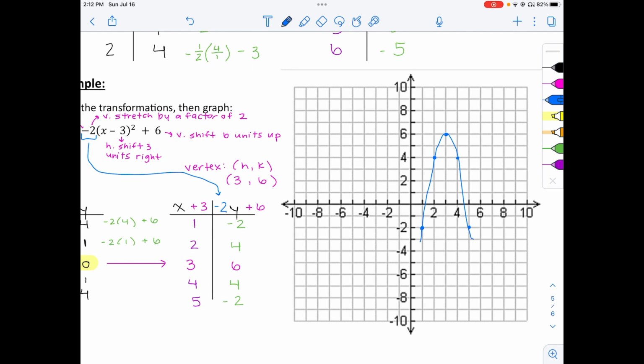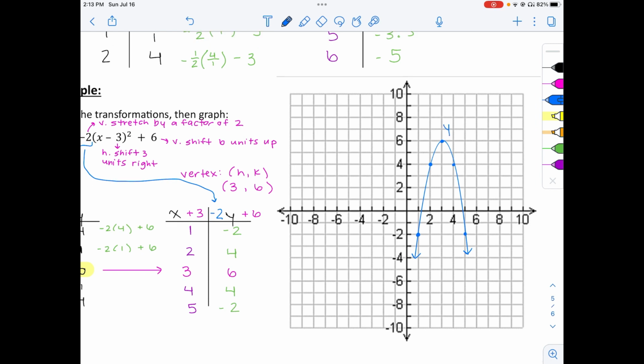Oh, 1 second. You can see doing it by hand my curve is quite messy. There we go. I'm going to use the iPad to straighten this out for me. Look at my points. Close enough. Okay, and then extend on either side. Okay, so this, the blue line, is my transformed curve of y equals -2(x - 3)² + 6.